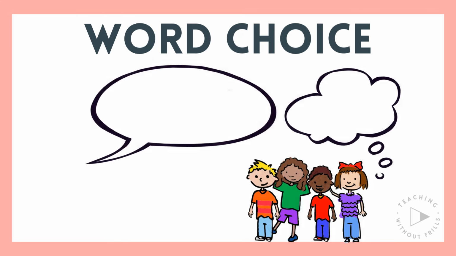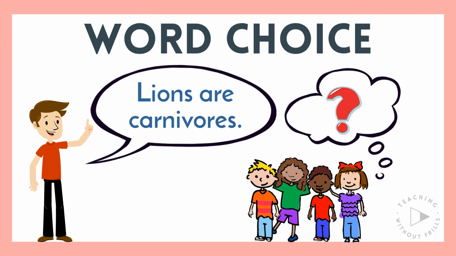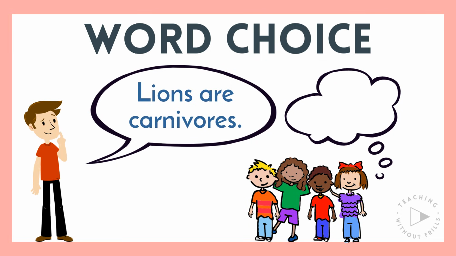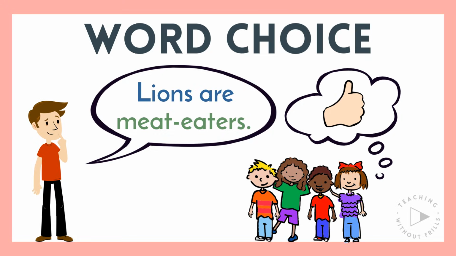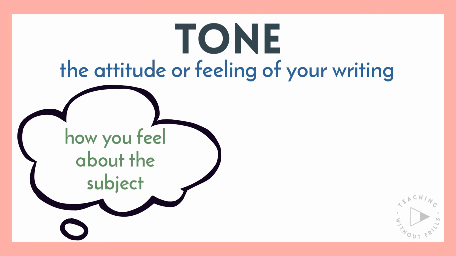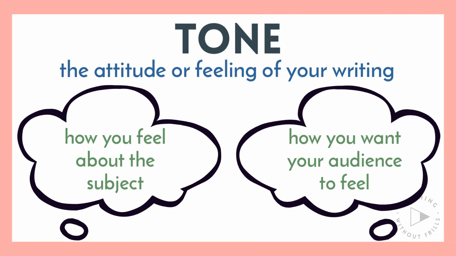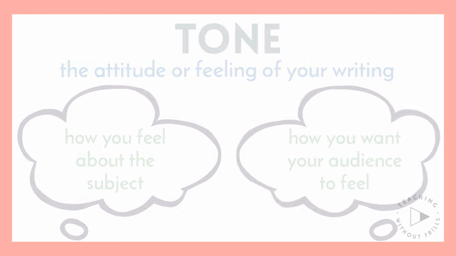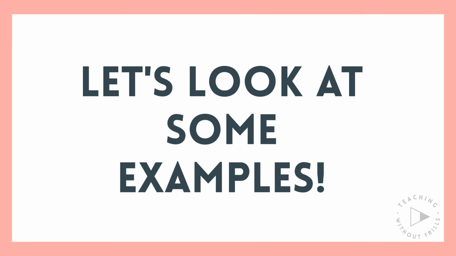You should also consider your audience's current understanding of the topic to choose the vocabulary that is the most appropriate for them. Another important element of style is tone. Tone is the attitude or feeling of your writing. To determine the appropriate tone for your audience, consider how you feel about the subject and how you want your audience to feel. So let's look at some examples of how I can tailor my writing to fit my audience.